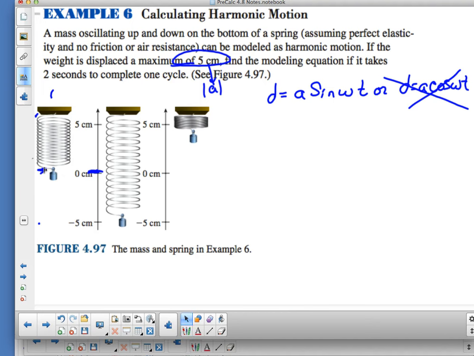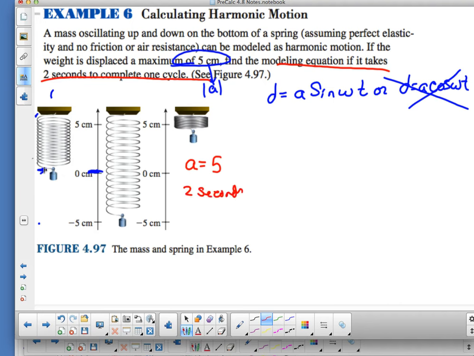Well, fine. Find the modeling equation if it takes 2 seconds to complete one cycle. So if I have 2 seconds to complete one cycle, one period is 2 seconds, so let's talk about the inverse of that period. I've got A is equal to 5. I've got 2 seconds per cycle. My period is 2, and because period and frequency are reciprocals of each other, my frequency is 1/2. So frequency is 1/2, period is 2.